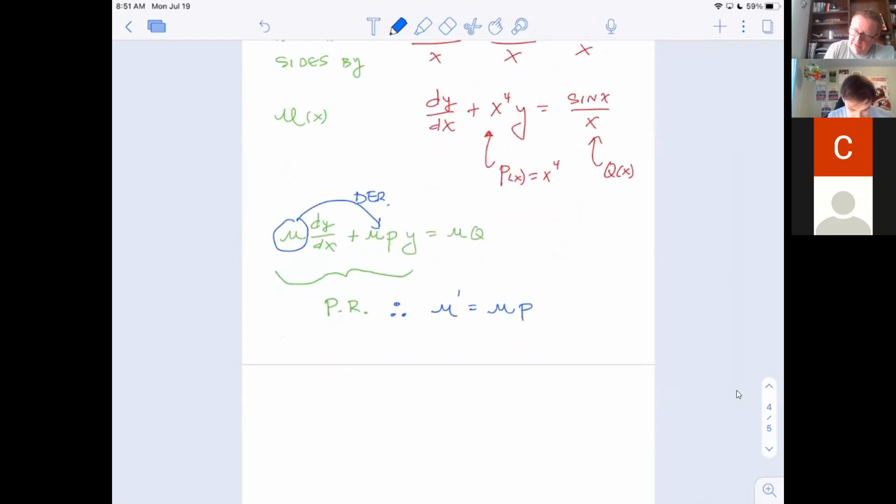And remember, I'm just reminding us because I don't think this is obvious. It's really easy to get kind of lost. These are functions of x. Mu is some function of x, p is some function of x. So that means mu prime could be thought of as d mu dx, right? It's a function of x that's equal to mu times p.